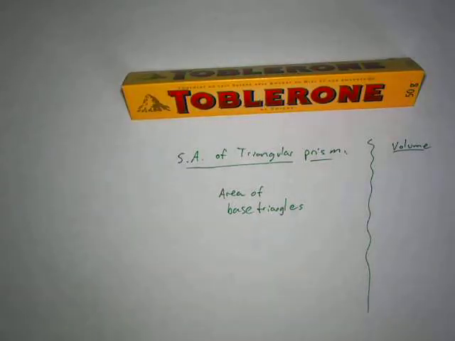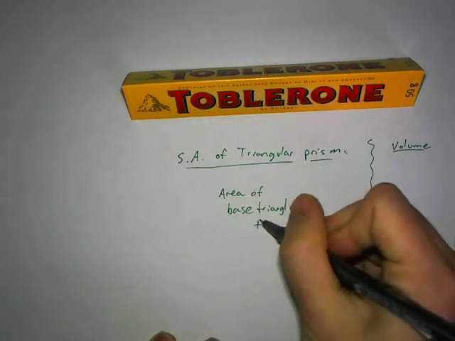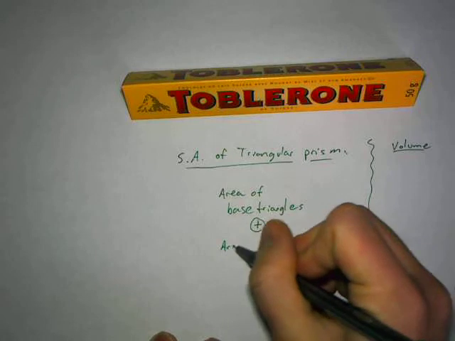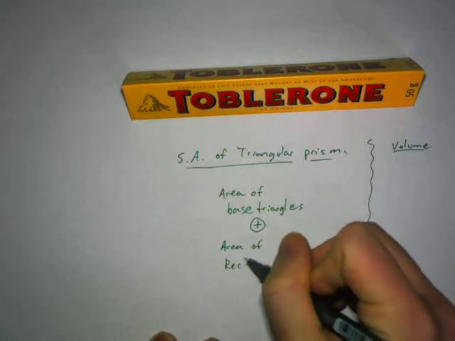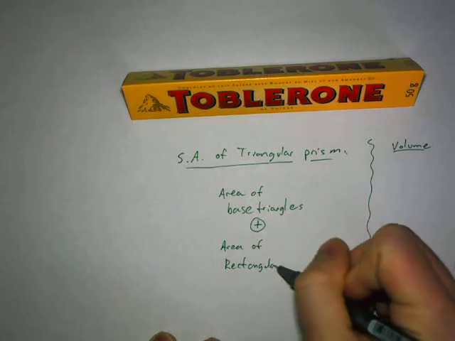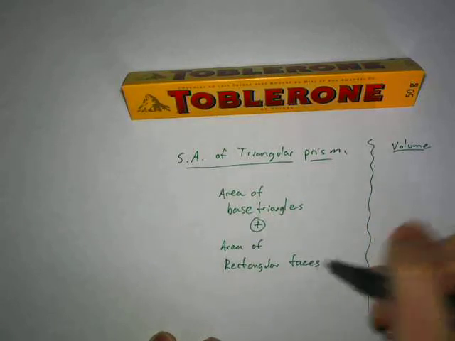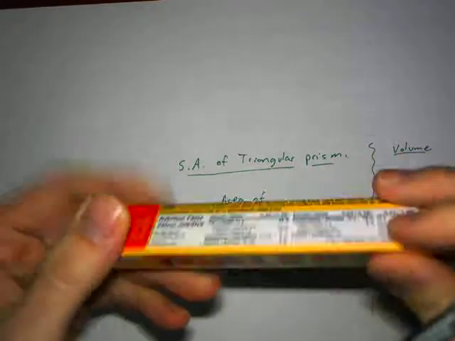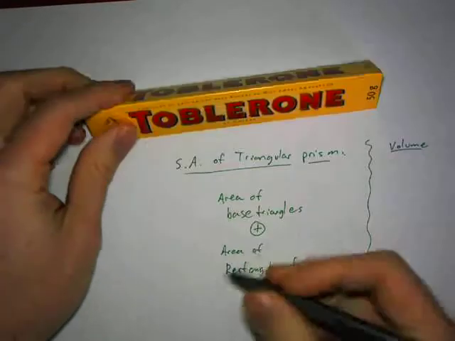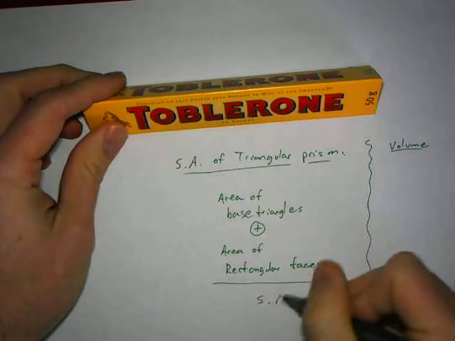Sarah. You have to find the area of all the faces, and then you add them. Rectangular faces. So I want to find the area of the triangle faces, plus I want to find the area of the rectangle faces, and add them together, and that will give me my surface area.